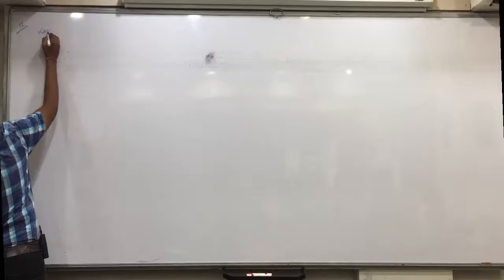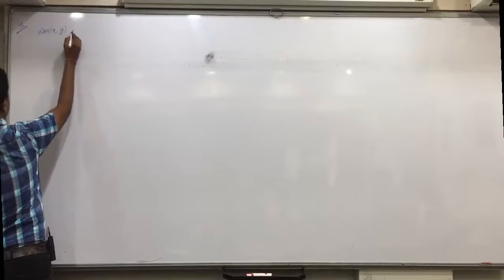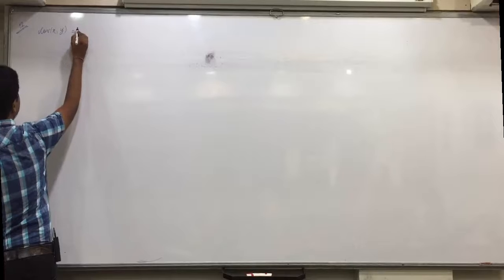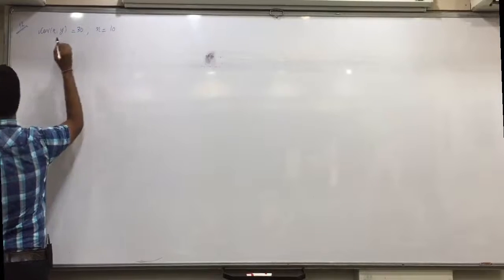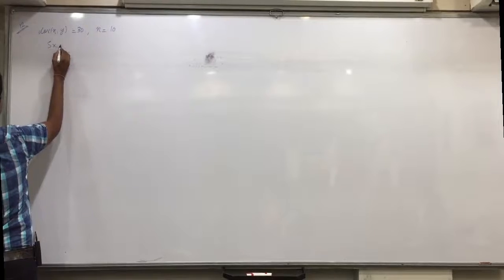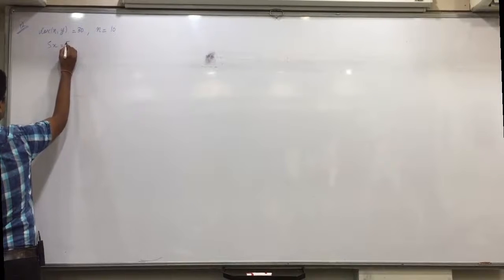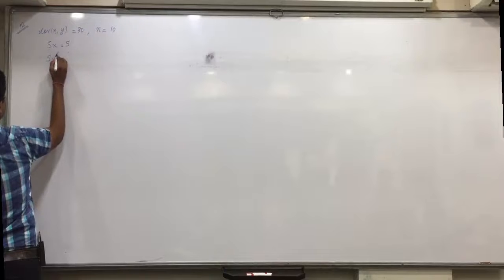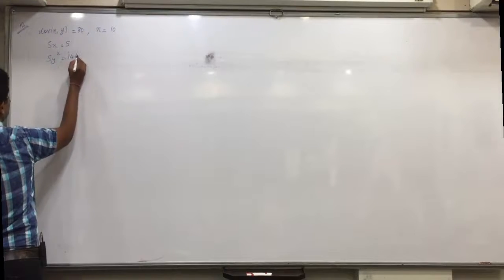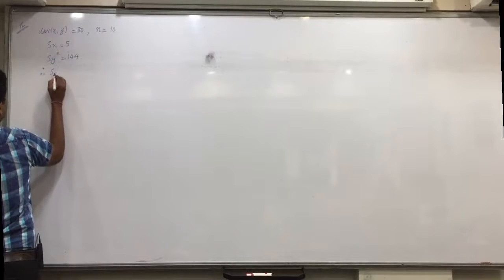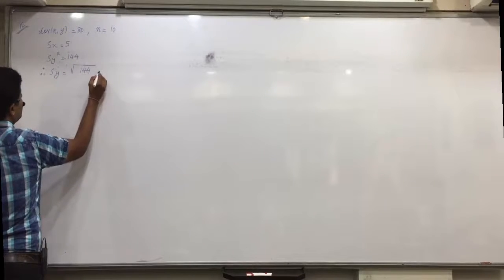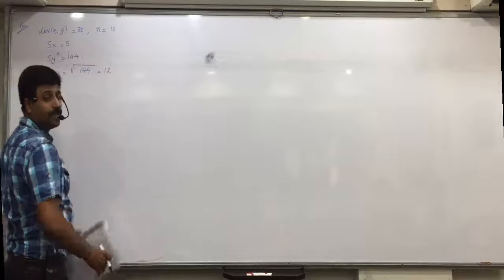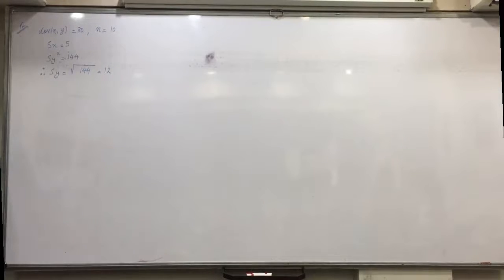Covariance between X and Y is equal to 30. N is equal to 10. Sx is equal to 5. And Sy square is 144. Therefore, Sy will be square root of 144, that is 12. Any confusion in this?